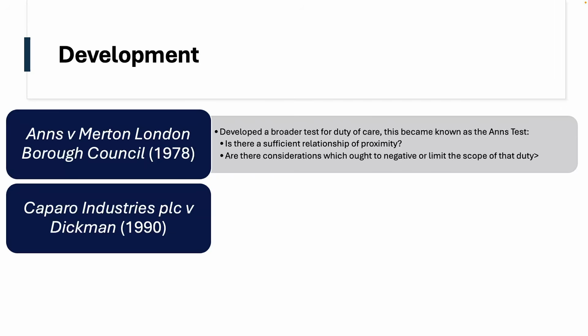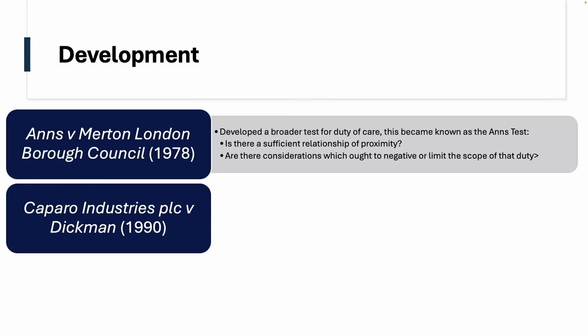Caparo and Dickman is good because it provides us with a structured three-part test for determining in novel situations where a duty of care arises. So a novel situation, i.e. being a new situation. So let's say you are thinking about a case where it's a doctor and patient relationship. Well, there's been lots and lots of case law on the doctor and patient relationship and whether or not a duty of care exists in those situations. So that would not represent a novel situation.